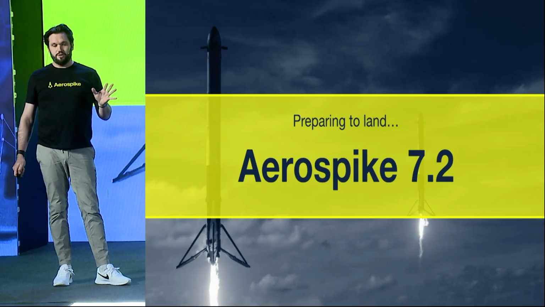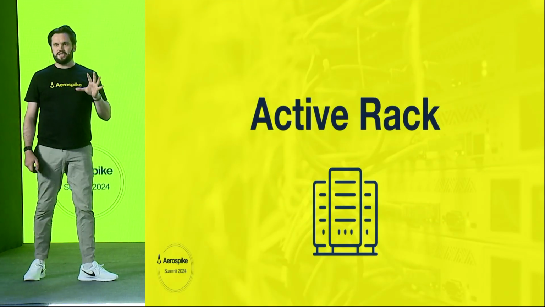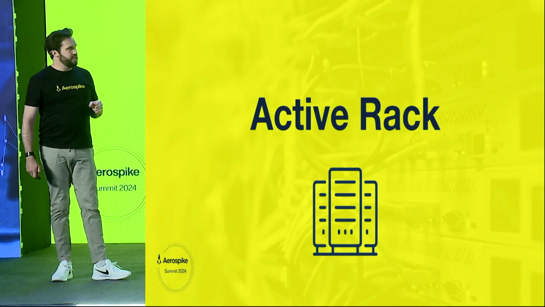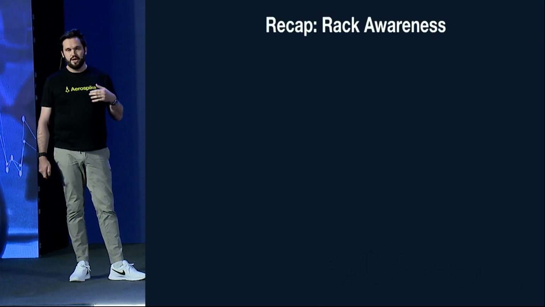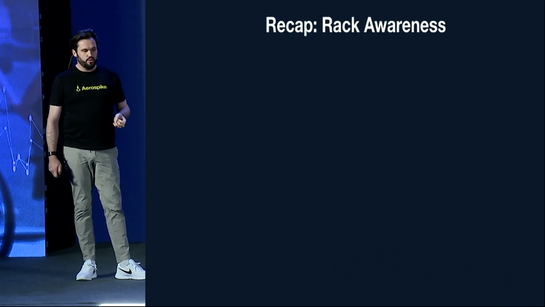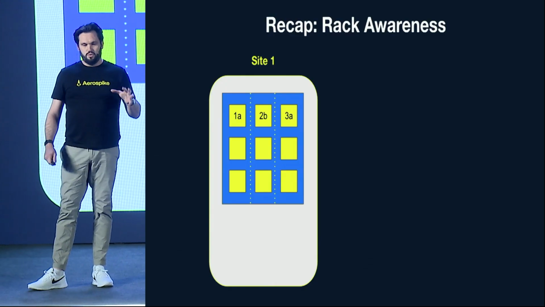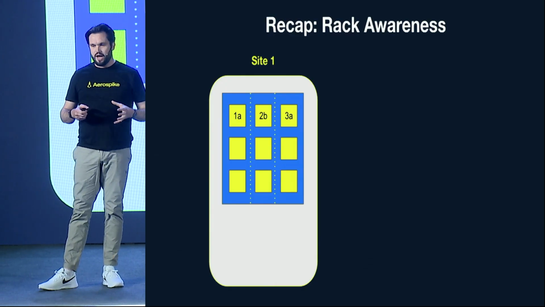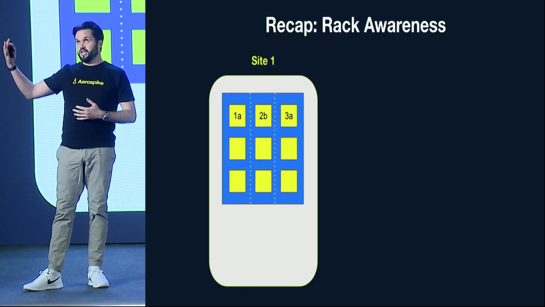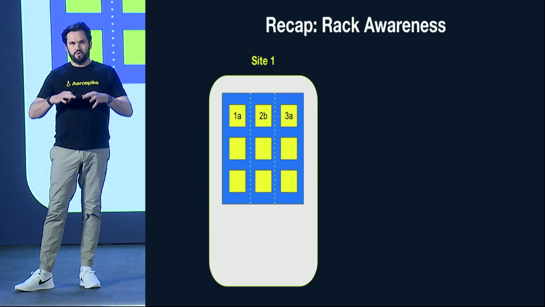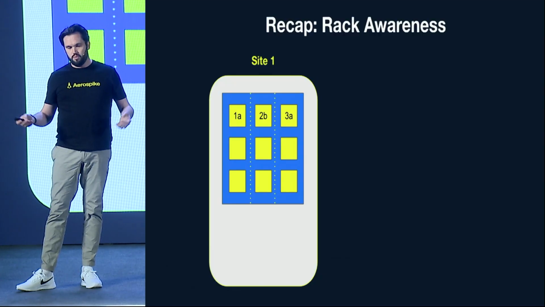The first feature that I'm really excited about is called Active Rack. And to understand Active Rack, I think it makes sense to take a step back and actually understand what it means when Aerospike talks about rack awareness, also sometimes called multi-site clustering. So what multi-site clustering is really about is minimizing the chances of damage to your data or loss of data when you have underlying infrastructural outages, whether it's hardware or software, network, whatever that is.